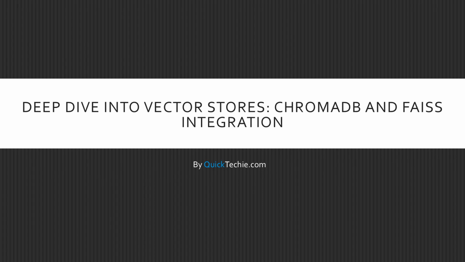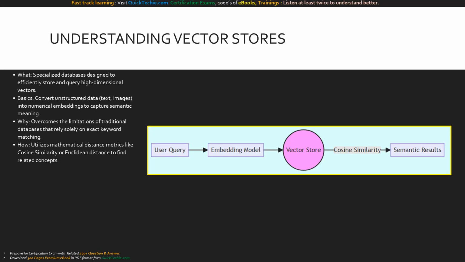Welcome back. Today, we dive deep into the engine room of modern AI applications, vector stores. Our main focus will be integrating and mastering ChromaDB and FAISS. Let's start with the what. Vector stores are specialized databases explicitly designed to store, manage, and query high-dimensional vectors.